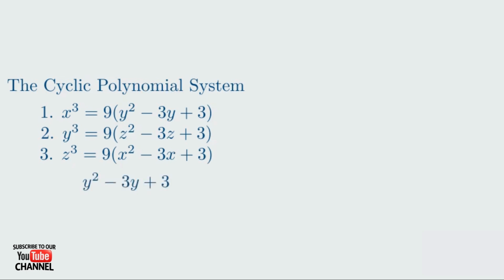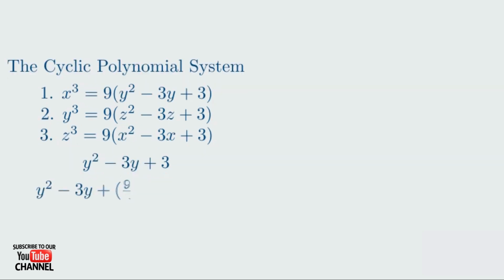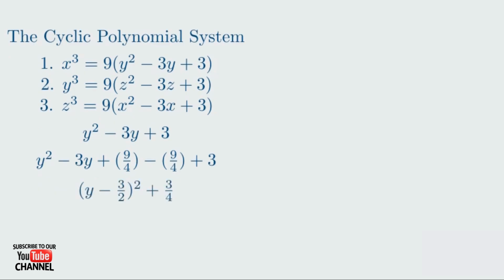Consider the expression y squared minus 3y plus 3. We can complete the square to understand its behavior. We take half the middle coefficient, which is negative 3 halves, and square it to get 9 quarters. We add and subtract 9 quarters. The first 3 terms form a perfect square. This simplifies to y minus 3 halves, all squared, plus 3 quarters. This is a very powerful transformation.